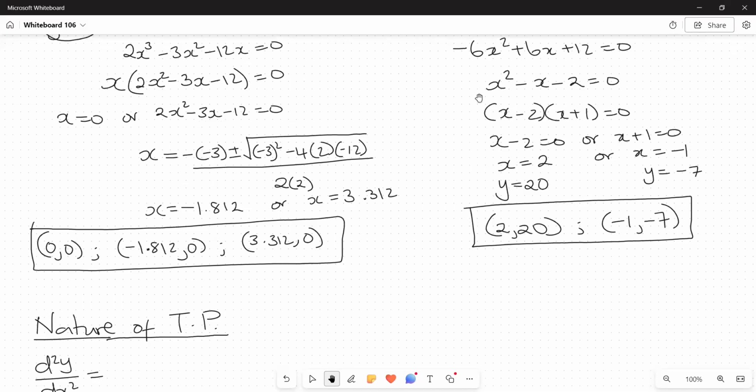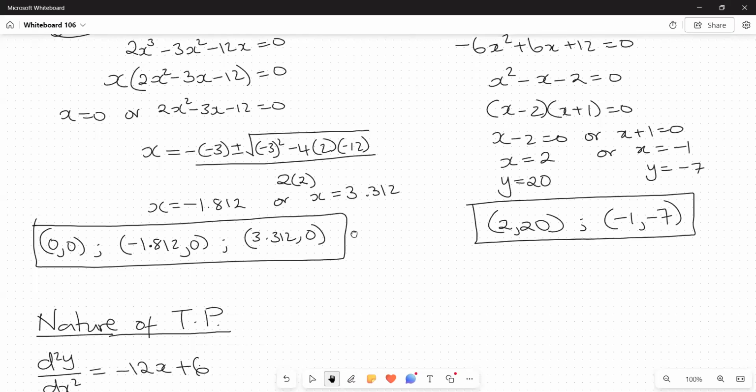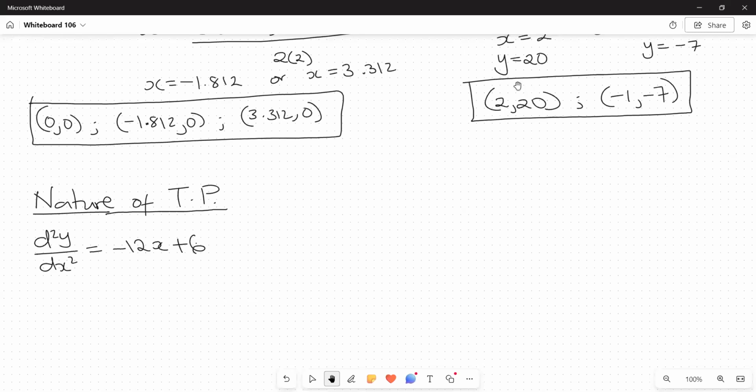Here is our first derivative. We differentiate it, we get -12x + 6. This is our second derivative. For each of these, we take the x coordinates, substitute them in there, and then depending on what we have, we classify our turning point. So we find d²y/dx² when x is equal to 2.